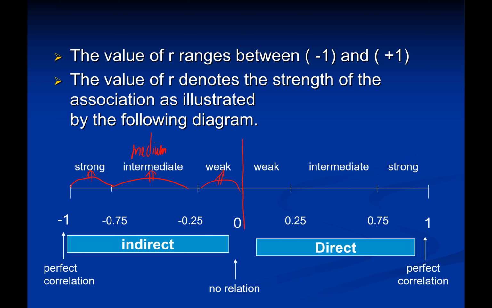On the positive side, it follows a similar pattern. Between 0 and 0.25, that's a weak correlation. 0.25 to 0.75, that's intermediate correlation. 0.75 to 1, that's strong correlation. If you see -1, this is perfect negative, perfect indirect correlation. Positive one indicates perfect positive direct correlation.